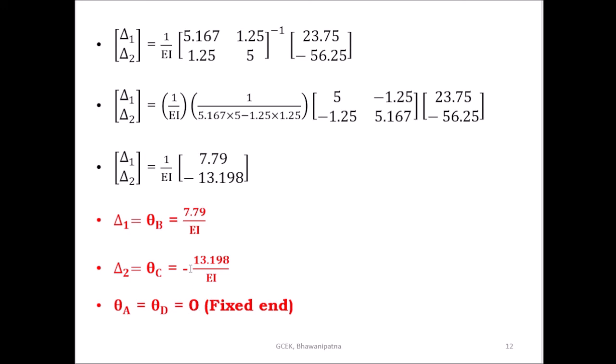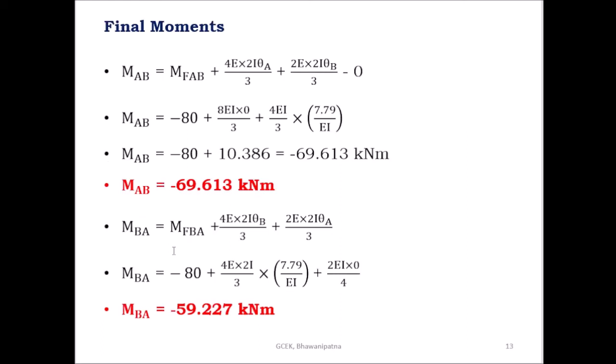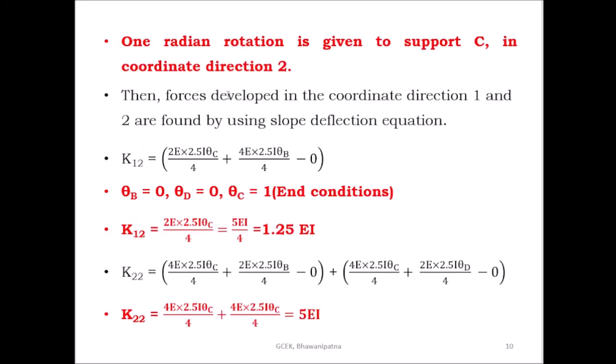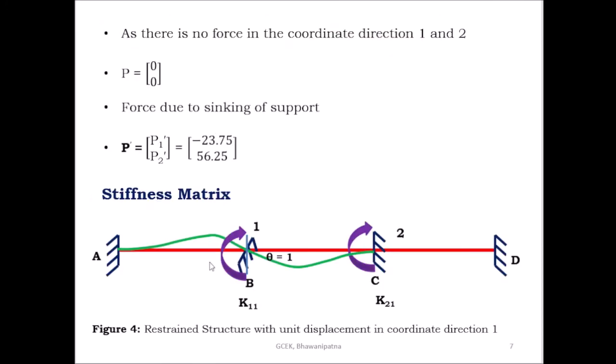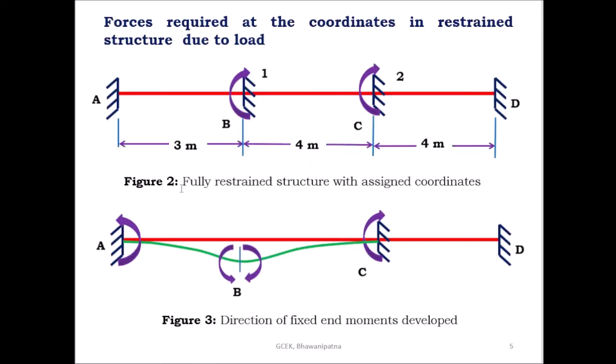Then after getting this displacement, you can find out the final moments. So here you find out the moments. So this is the beam. Find out the final moments MAB, MBA, MBC, MCB, then MCD and MDC. You know the fixed end moments MF.